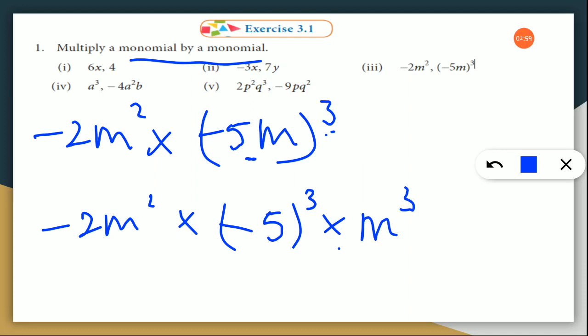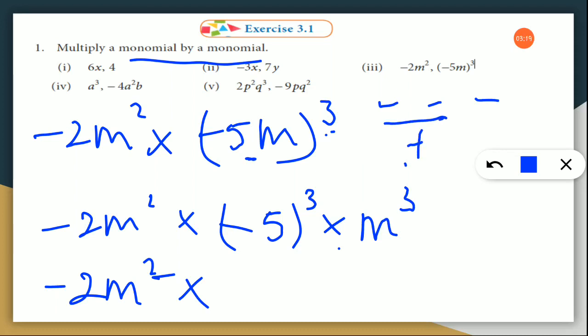Okay. Now how will you write the answer? Minus 5 power 3 will give us 5 fives are 25, and then 25 into 5 will give you 125. Also there are 3 minus signs. When you multiply these two minus signs, it will become a plus, and when this plus and minus are multiplied, the answer will be minus. So the answer will be minus 125 and m power 3.